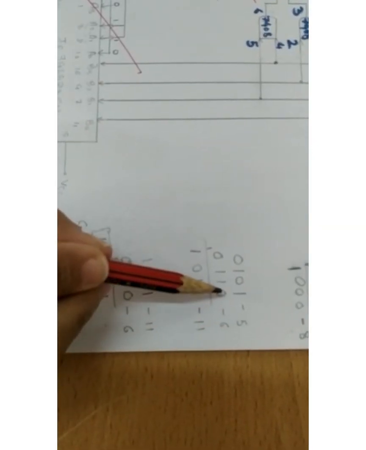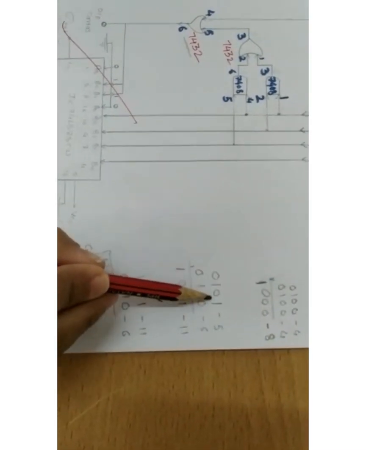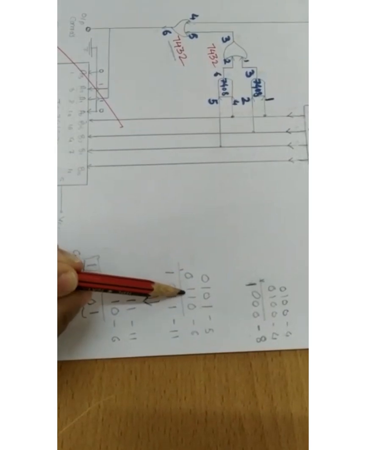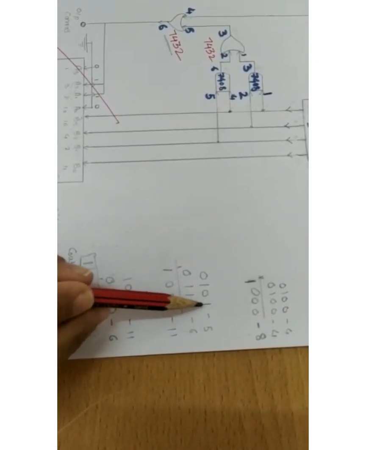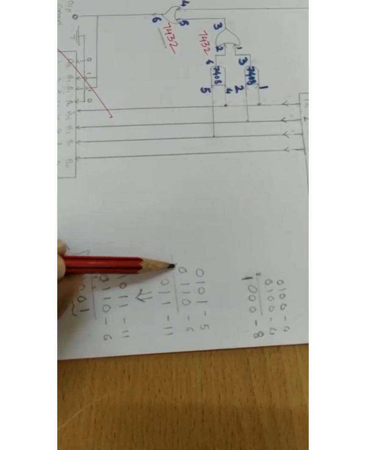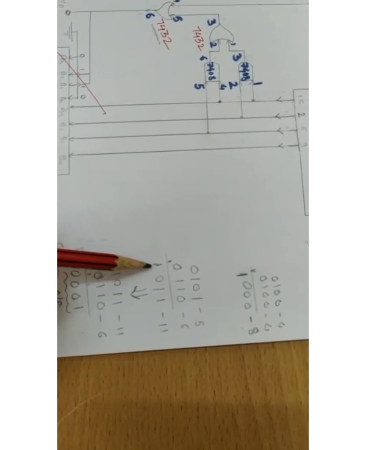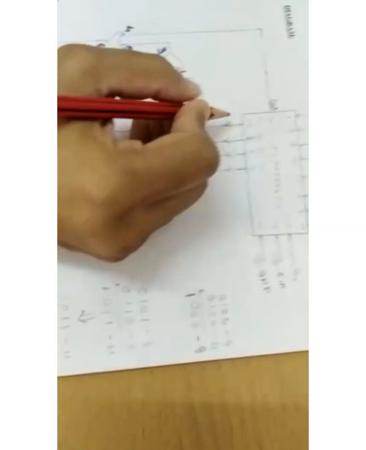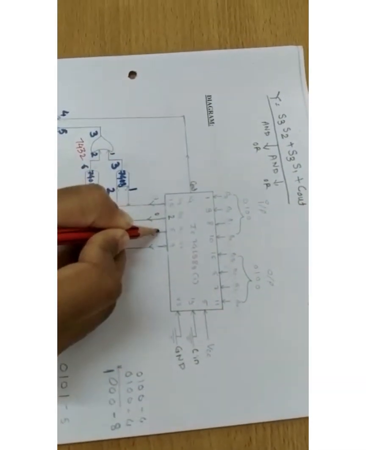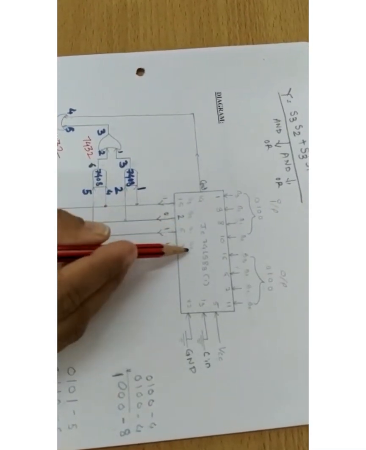Okay, so next example we will see is 5 plus 6. So 5 means 0 1 0 1, 6 means 0 1 1 0. So the addition will be 1 0 1 1 and carry generated 0. So 0 0 and this carry will become 1. So what are you getting? 1 0 1 1. So 1 0 1 1 means S3 is 1, S2 is 0, S1 is 1, S0 is 1.